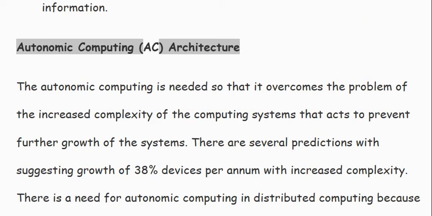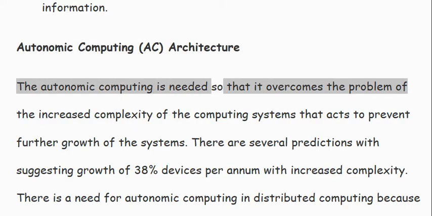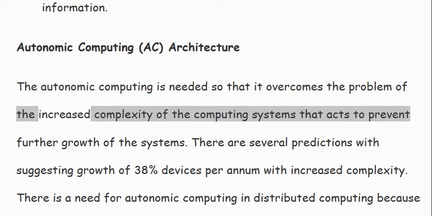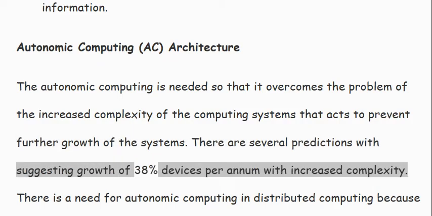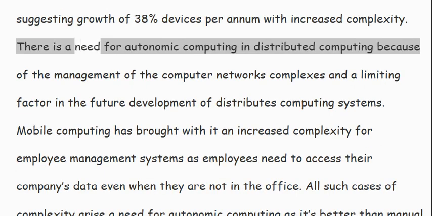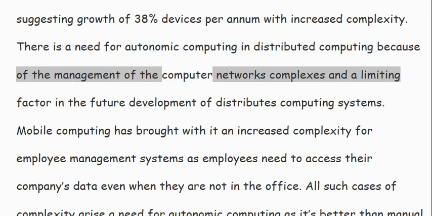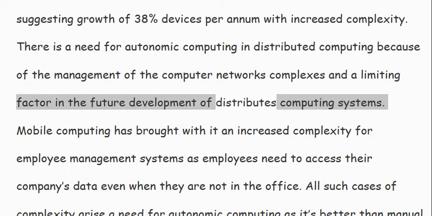Autonomic computing (AC) architecture. Autonomic computing is needed so that it overcomes the problem of the increased complexity of computing systems, which acts to prevent further growth of the systems. There are several predictions suggesting growth of 38% devices per annum with increased complexity. There is a need for autonomic computing in distributed computing because the management of the computer network's complexity is a limiting factor in the future development of distributed computing systems.